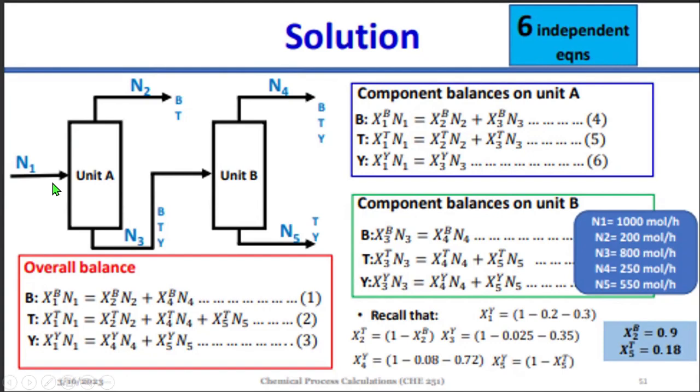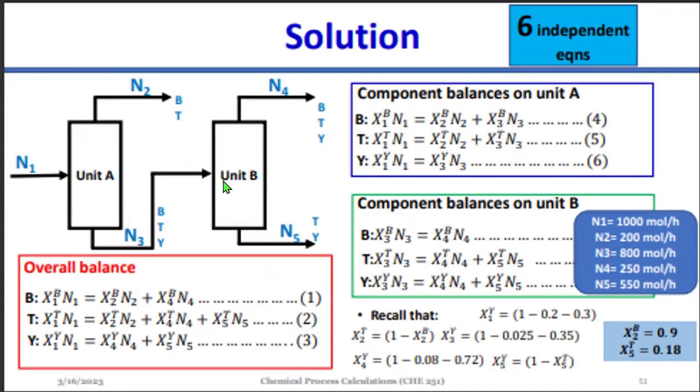So if I want to find the mole flow of just benzene in stream N1, it's going to be the mole fraction of benzene in stream N1, that's X1B, times the mole flow of that stream, that's N1. Remember we said that input should be equal to output. So I also look for the outputs for unit A. So the mole flow of benzene coming out in stream N2 will be the mole fraction of benzene in that stream, that's X2B, multiplied by the mole flow of that stream, that's N2. So we can do this for unit A and for unit B.